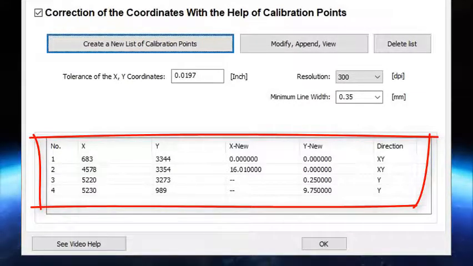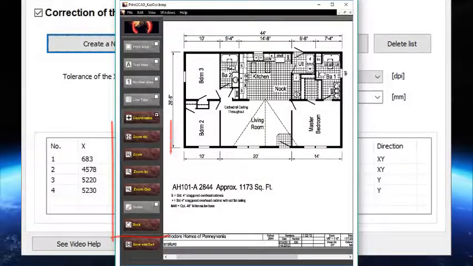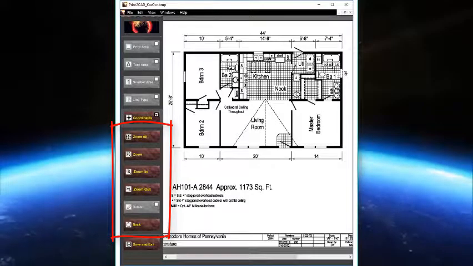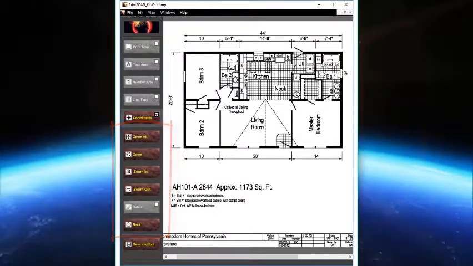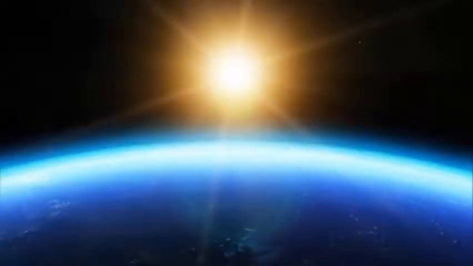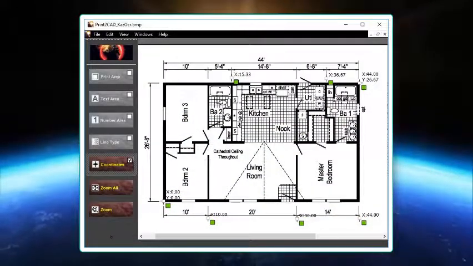Editing of calibration points. The calibration points editor allows you to move, change, and delete the calibration points. It also allows you to zoom into any part of a drawing. Define at least 2 calibration points with different X and Y coordinates. You need about 10 calibration points for accurate calibration of coordinates. A thorough selection of the calibration points vastly improves the quality of the calibration of coordinates.